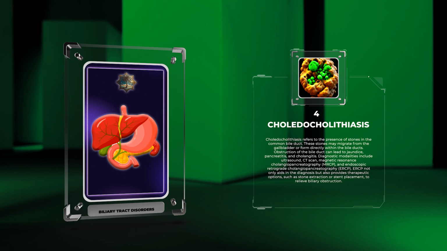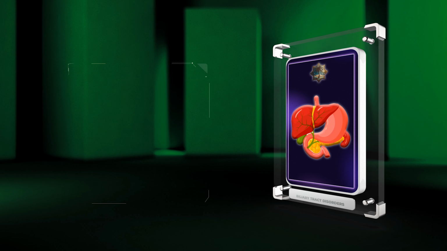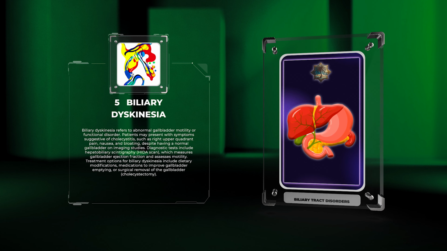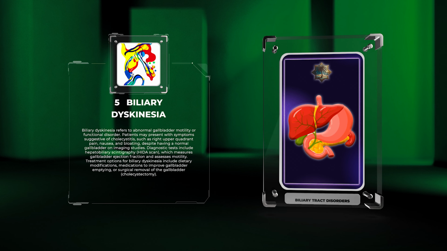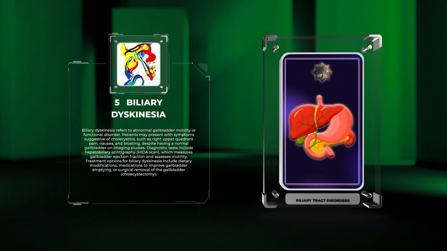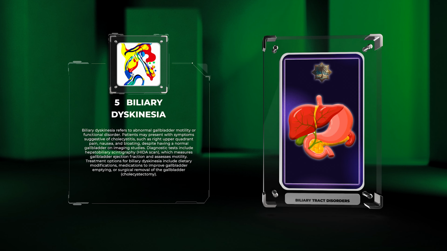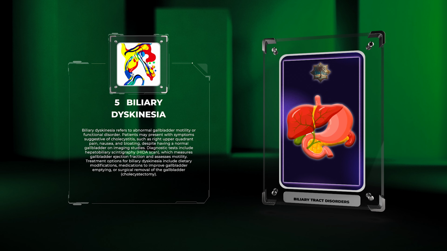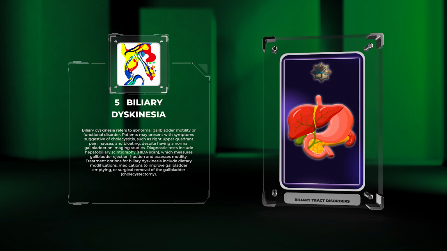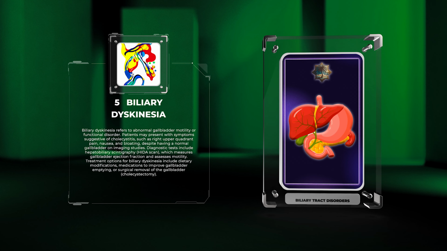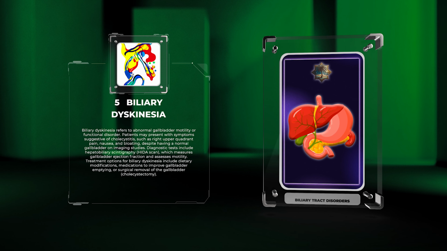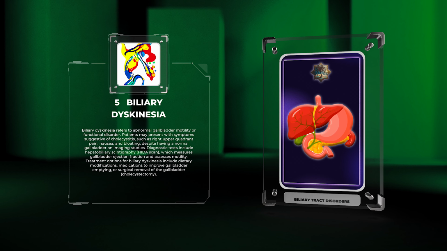relieve biliary obstruction. Biliary dyskinesia refers to abnormal gallbladder motility or functional disorder. Patients may present with symptoms suggestive of cholecystitis, such as right upper quadrant pain, nausea, and bloating, despite having a normal gallbladder on imaging studies. Diagnostic tests include hepatobiliary scintigraphy, HIDA scan, which measures gallbladder ejection fraction and assesses motility. Treatment options for biliary dyskinesia include dietary modifications, medications to improve gallbladder emptying, or surgical removal of the gallbladder, cholecystectomy.